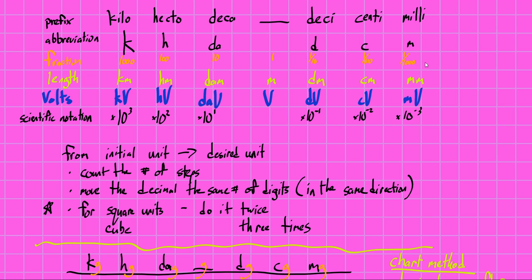So converting from metric to metric, we start with our initial unit, the starting unit. We want to go to our desired unit, or our desired prefix. If I want to go from kilometers to meters, I would just count how many steps. So I'm going 1, 2, 3 steps. If I'm writing them out in this order, then that's 3 steps to the right. So I would move the decimal 3 steps to the right. If I wanted to go from meter to kilometer, I would go 1, 2, 3 steps to the left and move the decimal 3 steps to the left. We'll do some examples of that.